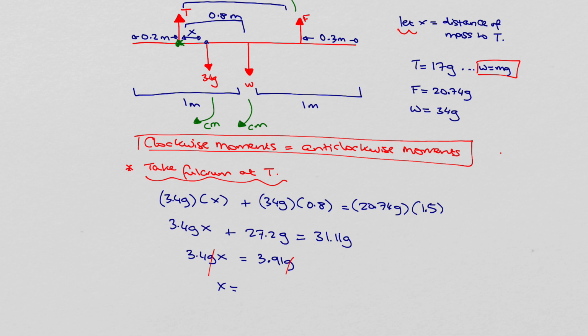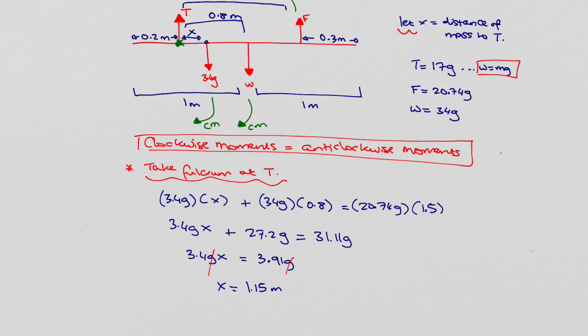So that gives me x is equal to 1.15. And that's of a meter. So in other words, the distance from the 3.4 kilogram mass to the upward force T is a distance of 1.15. So now we need to look at, well, what's the second position it could be at? So in other words, position at B.